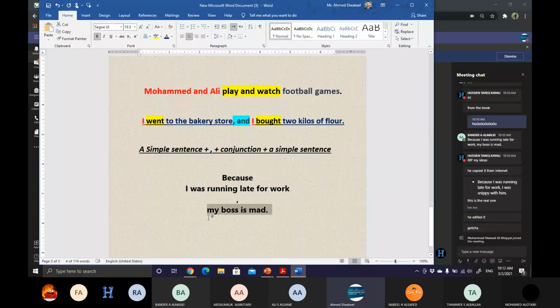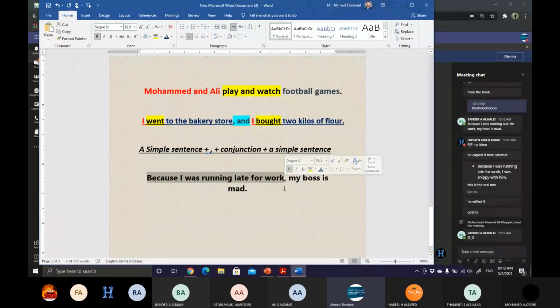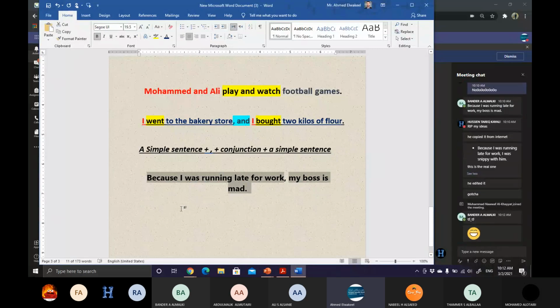And we have here, my boss is mad, a simple sentence. So, subordinating clause along with a simple or independent one. So you have a dependent clause and you have an independent clause. So simply, what can you do? Just like a simple sentence and a simple sentence, but make the other one compound.